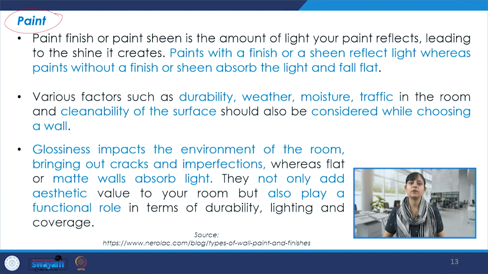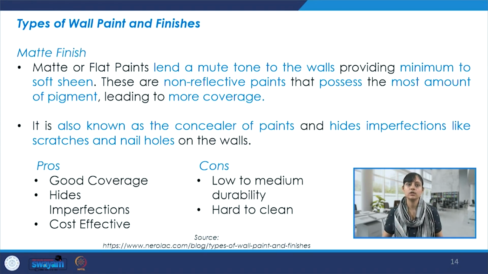Glossiness impacts the environment of the room. It brings out the cracks and imperfections. Whereas the matte finish on the walls, or the matte walls, they absorb light and they not only add aesthetic value but also play a functional role. So one has to see all these factors on the site and then see which kind of finish goes best.